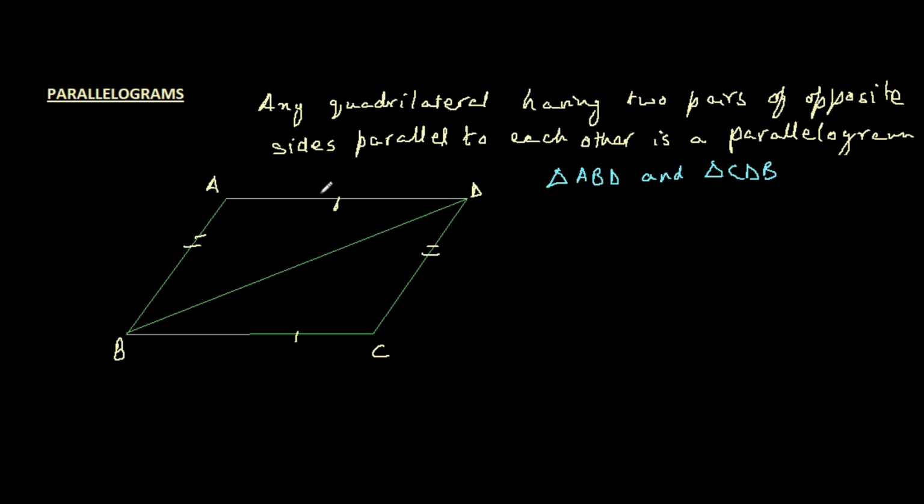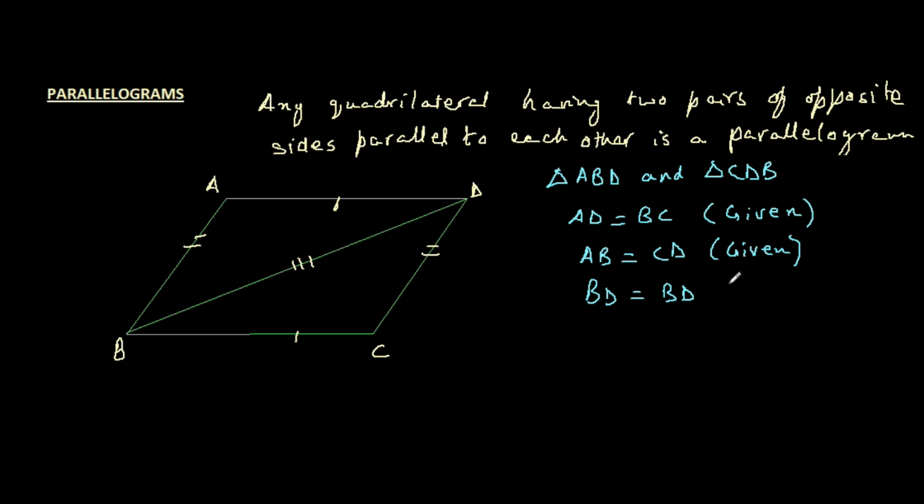What do we have here? Let's see. We've got that AD is equal to BC, and we have been given that, so we will write it as given. The next thing that we have in both these triangles is that AB is equal to CD, which is again given. And we have that BD is a common side in both the triangles, so I can say that BD is the same as BD. So let's write that down also. BD is equal to BD, which is a common side. So now that we have three conditions, we can say that these two triangles are congruent to each other.